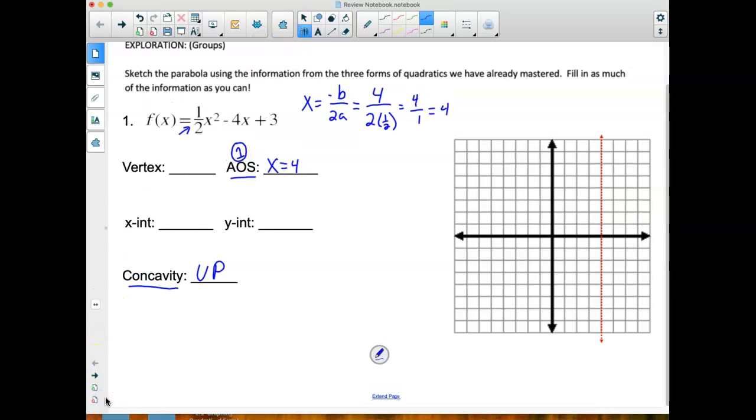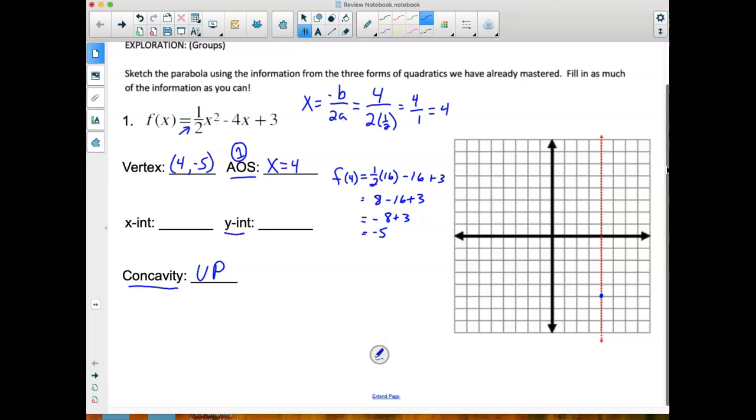After I find and graph my axis of symmetry, typically the next thing I do is find my vertex, because I know the vertex is going to be 4 comma something, so I'm going to find f of 4. f of 4 is 1/2 times 4 squared, which is 16, minus negative 4 times 4, which is 16, plus 3. Well, half of 16 is 8, minus 16 plus 3, so I get negative 8 plus 3, which is negative 5. My vertex is at 4, negative 5. And then I can plot that, 1, 2, 3, 4, 5, and plot my vertex.